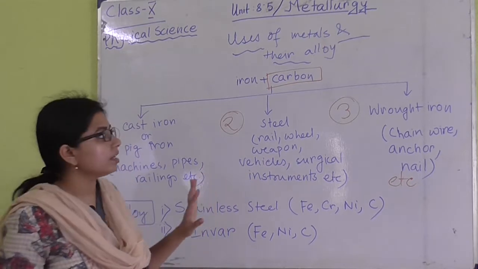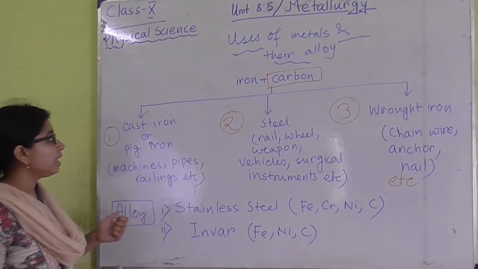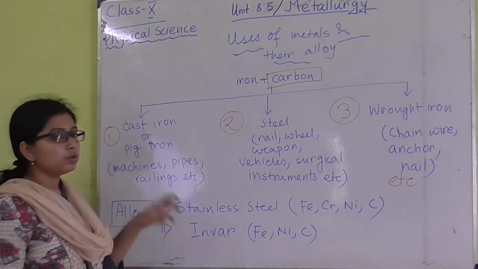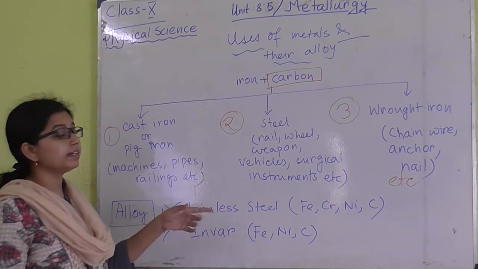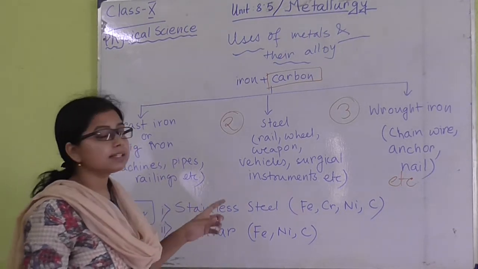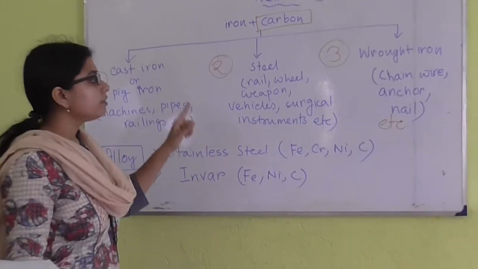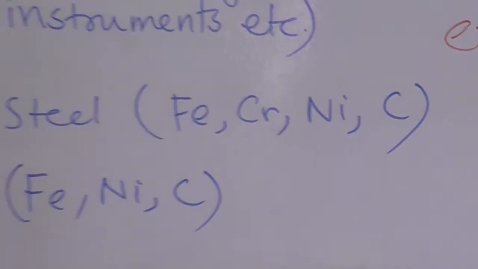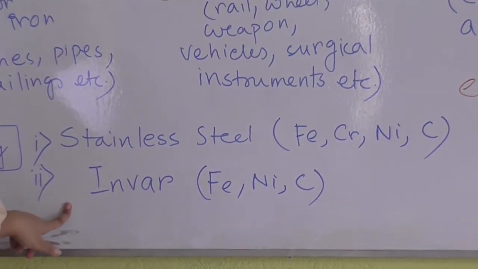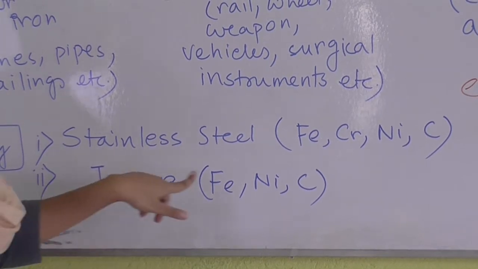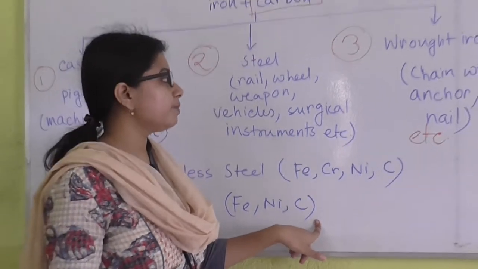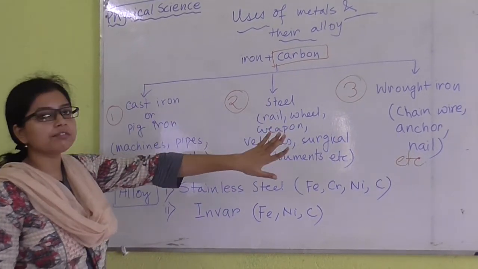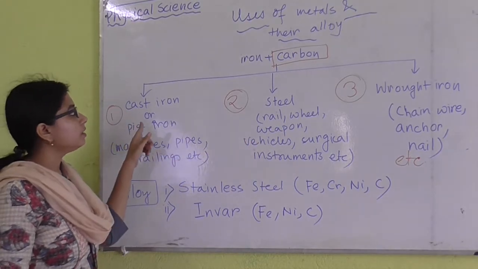I have just mentioned these points here, and if we want to prepare any alloy of iron, then the most common alloy here is stainless steel. Stainless steel is the most common alloy of iron, which is made up of iron as well as chromium, nickel and carbon. And there is another alloy of iron, that is invar, where iron, nickel and carbon is present.